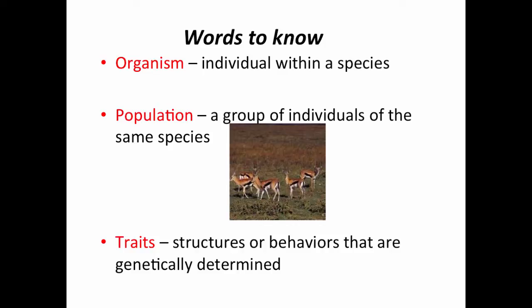So now here's a review from 7th grade. Traits. A trait is a structural or behavioral characteristic that is genetically determined. You have green eyes, you have blonde hair, you have curly hair, you have a widow's peak in your hairline. These are all traits that were passed along to you from your parents, and so they determine your physical characteristics.